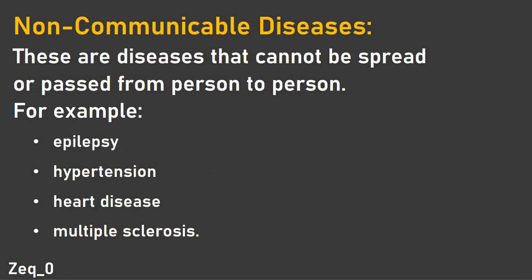We have non-communicable diseases, which are diseases that cannot be transmitted. They stay in one person only. They cannot be transmitted from one person to another. For example, we have epilepsy, hypertension, heart disease, and multiple sclerosis. So those are all non-communicable diseases. Those cannot be transmitted from one person to another.